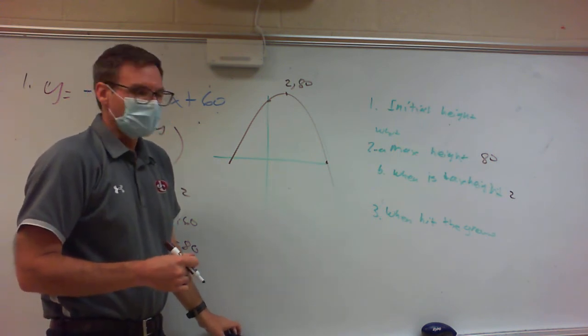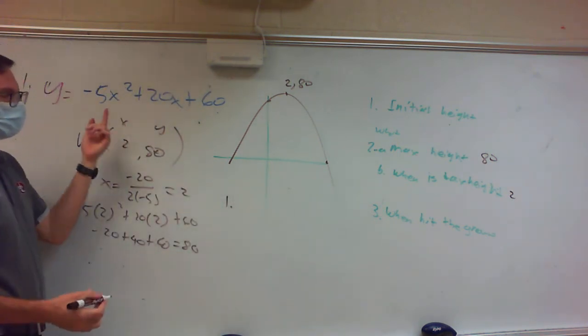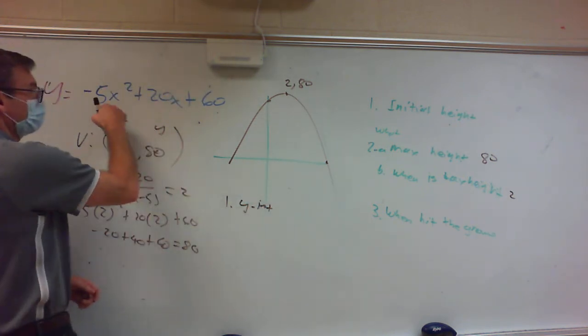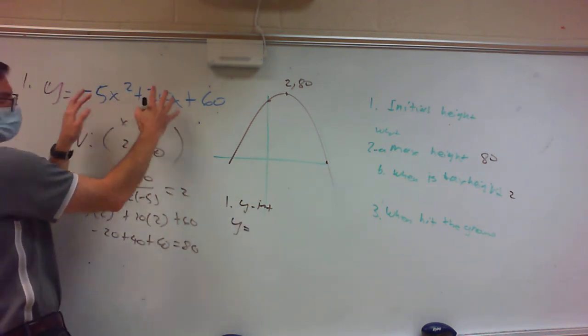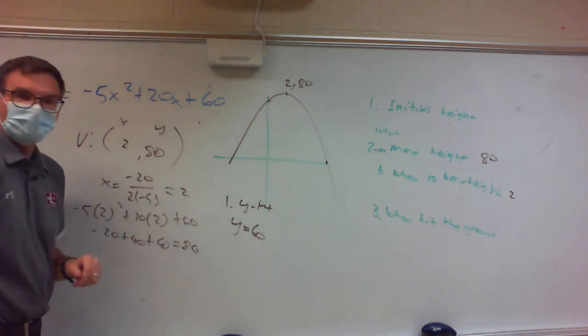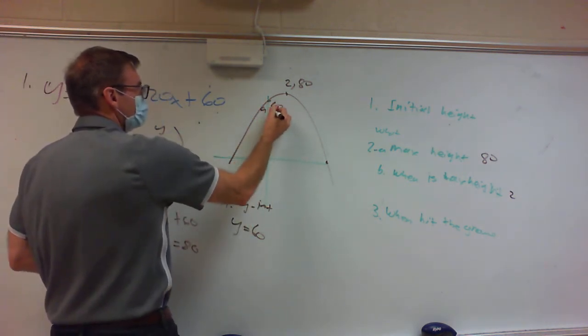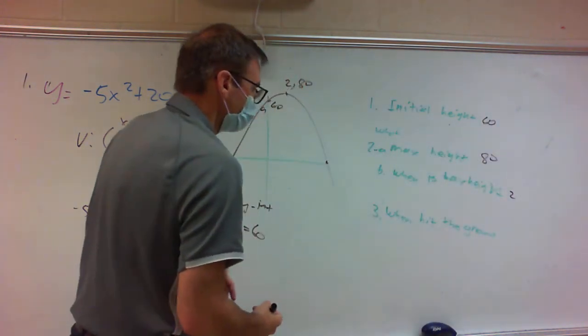To find my initial height, so to answer question 1, that's the y-intercept, which means I need to plug 0 in for x. That's actually pretty easy, because when I plug 0 in for x, all these terms go away. I get a y value of 60. And so this is the coordinate 0, 60. So it has an initial height of 60 feet, or whatever unit we have.